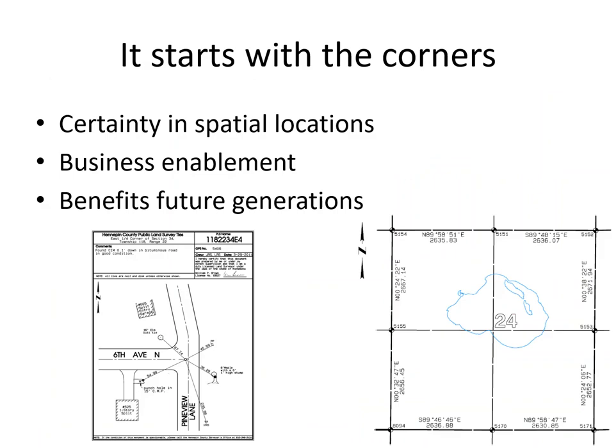So the importance of this whole thing, it really does start with the corners, the monuments that represent the corners, the coordinates that are on those monuments. It starts with those, and it really gives you certainty in spatial locations. If I don't have that certainty in spatial locations, then I don't have a lot of confidence. If I don't have a lot of confidence, that equals in the business world probably more time, which equals probably more money. That deals directly with business enablement.